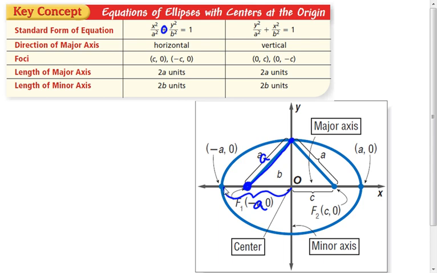So what I want you to always know is this. If x is listed first, it's a horizontal ellipse, and your a is always with your major axis. So if it's longer horizontally than it is vertically, x will be listed first and the a will be under the x. And of course, if it's longer vertically than it is horizontally, then your y will be listed first and your a will be underneath your y. So a is always the longer axis on ellipses.